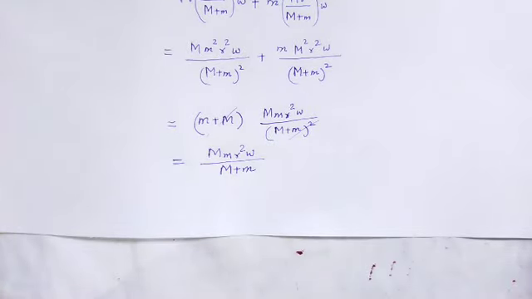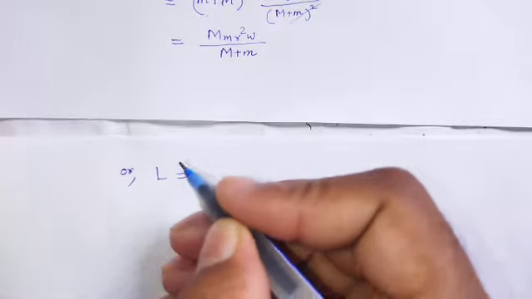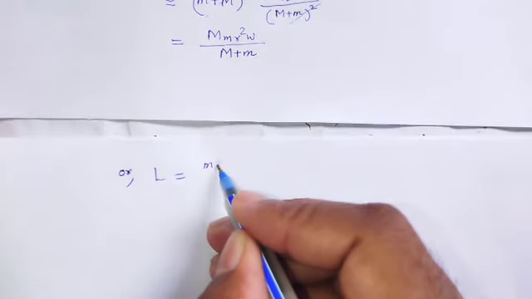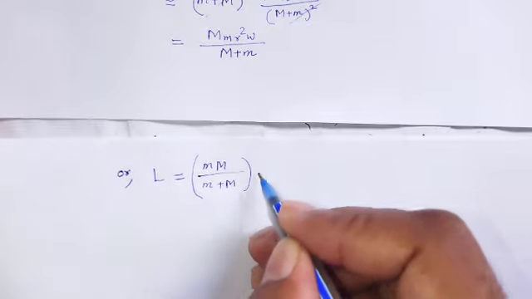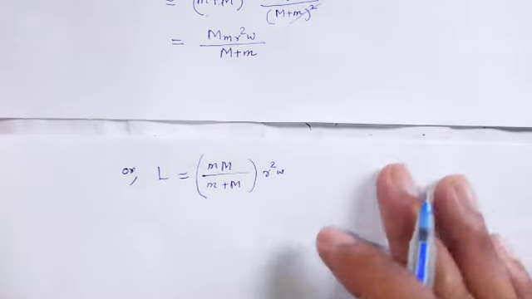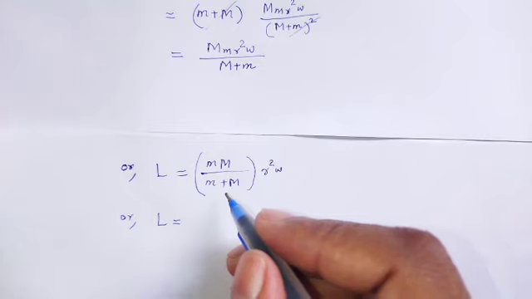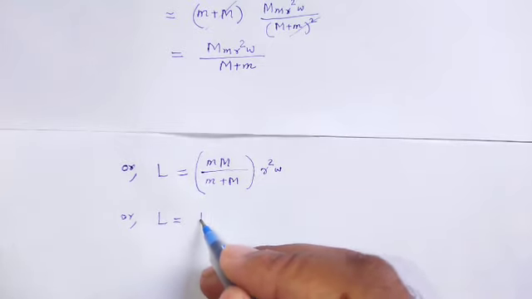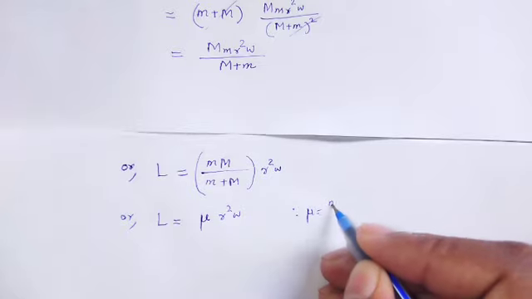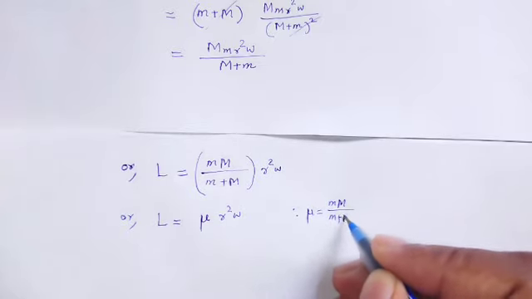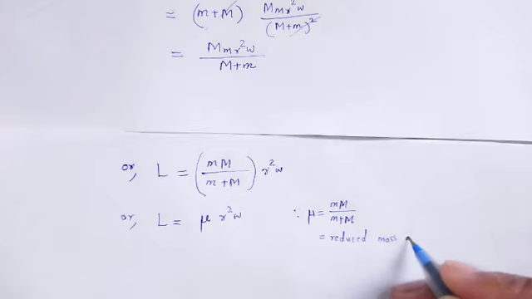Next, therefore L is equal to small m capital M divided by small m plus capital M into r square omega, whereas that term is called the reduced mass mu r square omega, whereas mu is equal to m divided by m plus m, that is the reduced mass of electron.